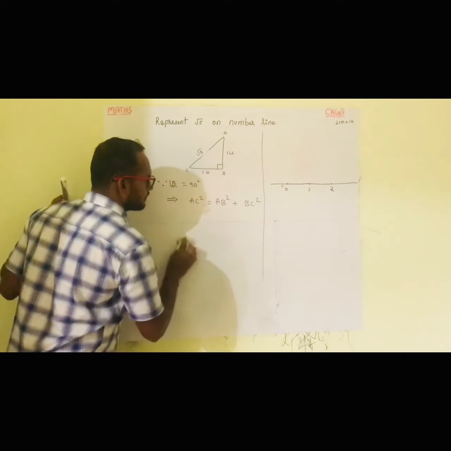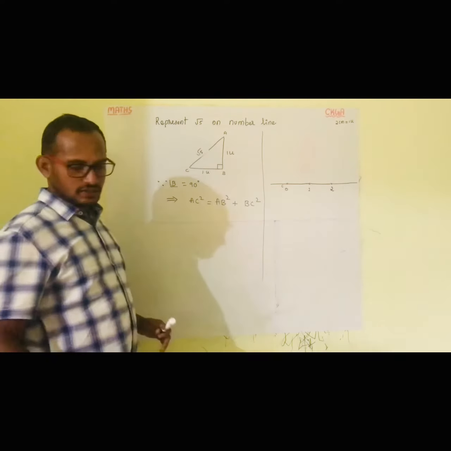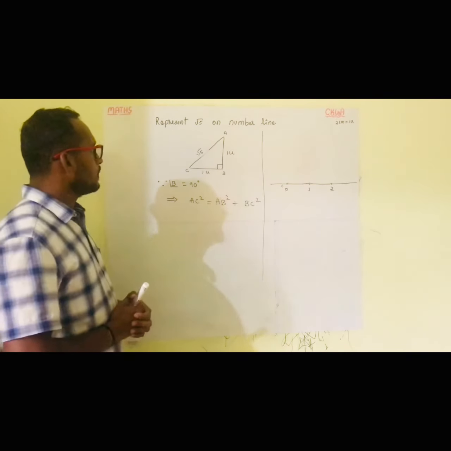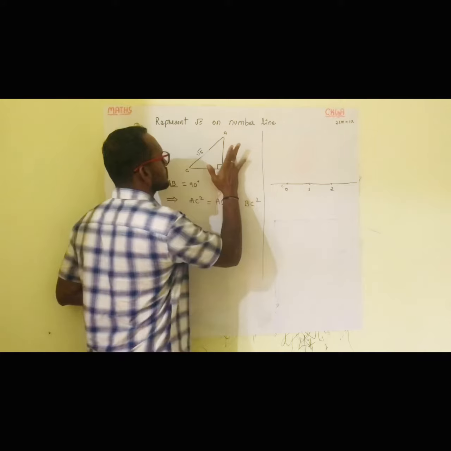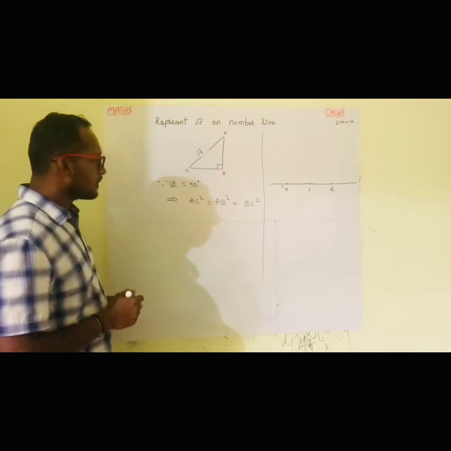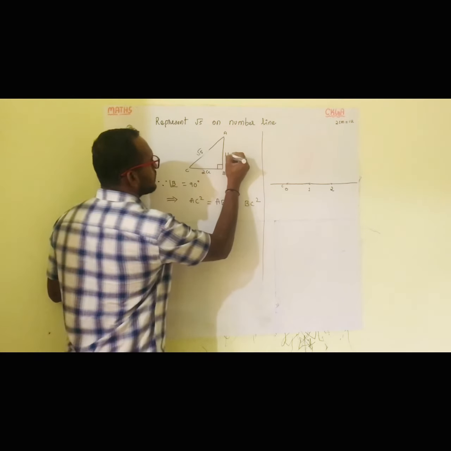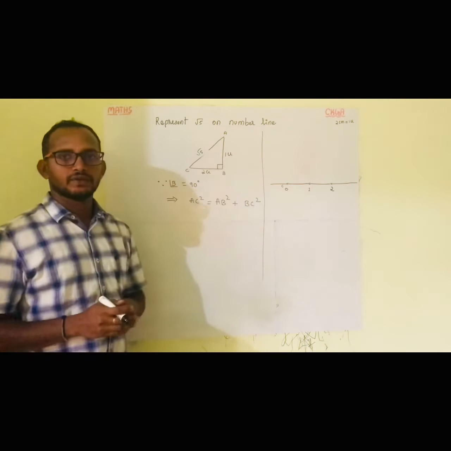Here the same conditions apply: angle B equals 90 degrees, AC square is equal to AB square plus BC square. So now it's time to fix the sides. Let's have a look at what I'm going to do. Here I'll take 2 units, and here I'll take 1 unit.